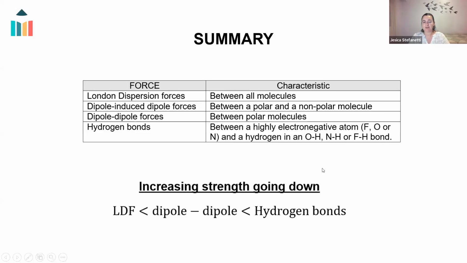These intermolecular forces do not have the same strength. In general terms, we can say that London dispersion forces tend to be weaker than dipole-dipole forces, and those tend to be weaker than hydrogen bonds. But keep in mind that this allows us to compare molecules that have a similar size. If the size is completely different, London dispersion forces can be huge. In general terms, in IB exams, you're always asked to compare molecules with a similar size, so don't be worried about that.